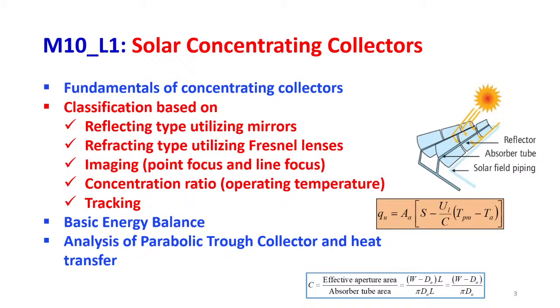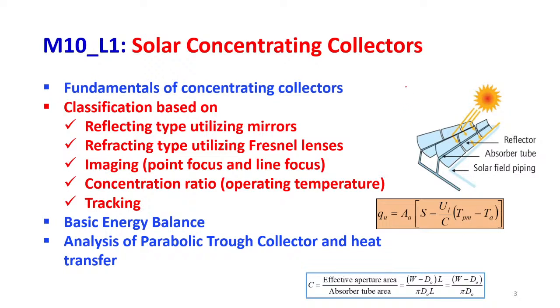As you can see, we can develop the equation for useful heat gain, which is nothing but Q_U is equal to A_a multiplied by S minus U_L by C in bracket T_pm minus T_a. And we have also developed the expression for concentration ratio.